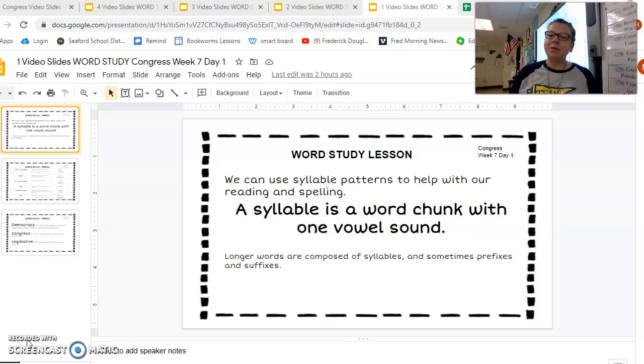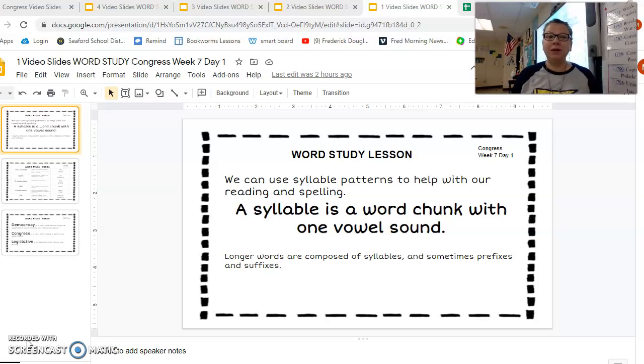We can use syllable patterns to help with our reading and spelling. You guys know that a syllable is a word chunk with one vowel sound. And you also know that the vowels are A, E, I, O, U, and sometimes Y. Longer words are composed of syllables, more than one, and sometimes they have prefixes and suffixes.